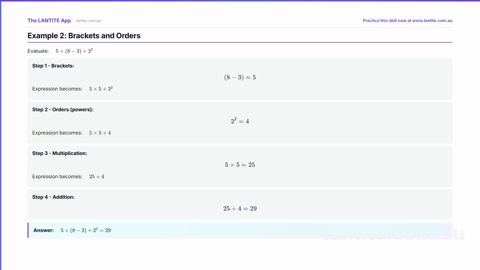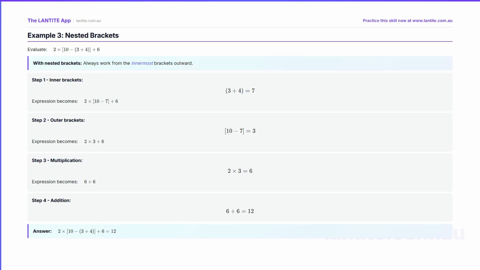Now let's try one with brackets and exponents. 5 times the bracket 8 minus 3, plus 2 squared. Step 1, brackets first. 8 minus 3 is 5. Step 2, orders. That's our exponents. 2 squared is 4. Step 3, multiplication. 5 times 5 is 25. Step 4, addition. 25 plus 4 is 29.